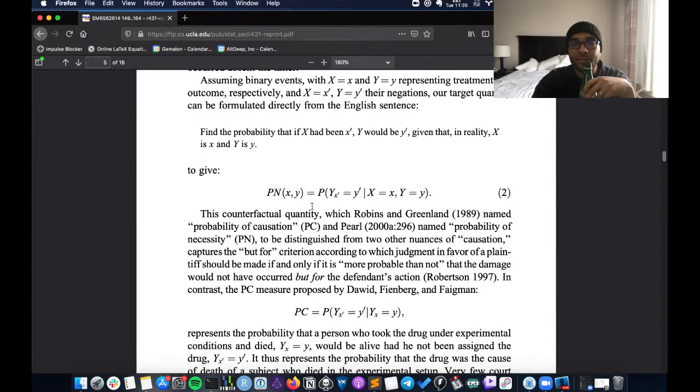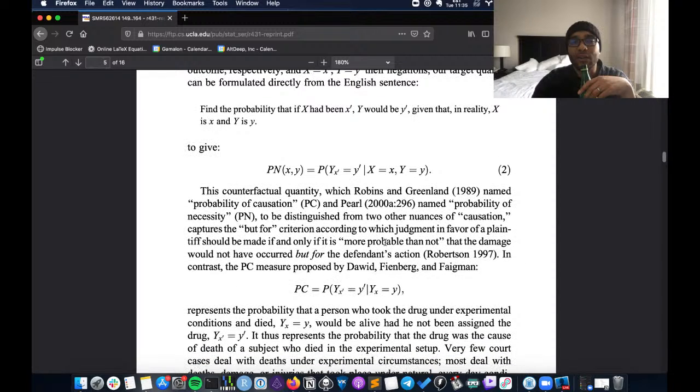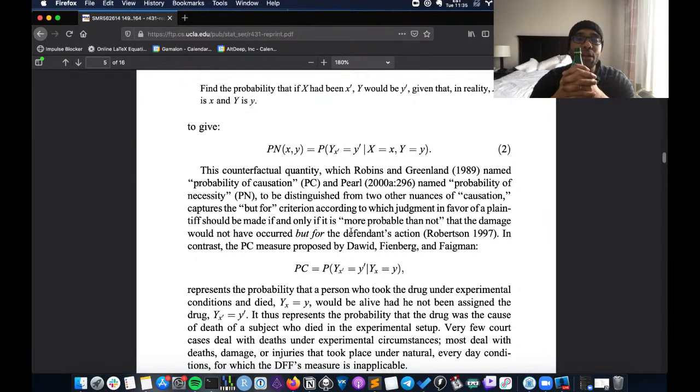What does he call it? So did use the feature, did engage. Probably they would not have used the feature had they not engaged. And he calls it the probability of causation. Pearl calls it probability of necessity to be distinguished from other nuances of causation. It captures the but-for criterion. This is what they call it in law, the but-for criterion, according to which judgment in favor of plaintiffs should be made if and only if it's more probable than not that the damage would not have occurred but for the defendant's action. In contrast, PC measured.